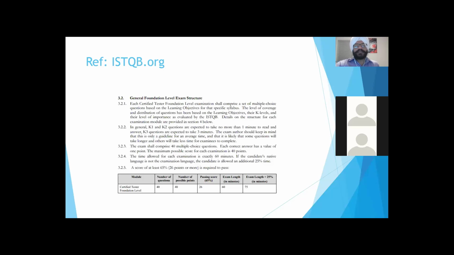The exam length is 60 minutes, and you see there is an extra 25% in minutes. I didn't know about this point until I read the details: if someone does not have English as their first language, they get some additional time. Most of us, I guess, are able to understand and write the exam in English, so this will not apply to most of us. So consider that you are writing this exam in 60 minutes and the passing score is 26 correct questions out of 40.